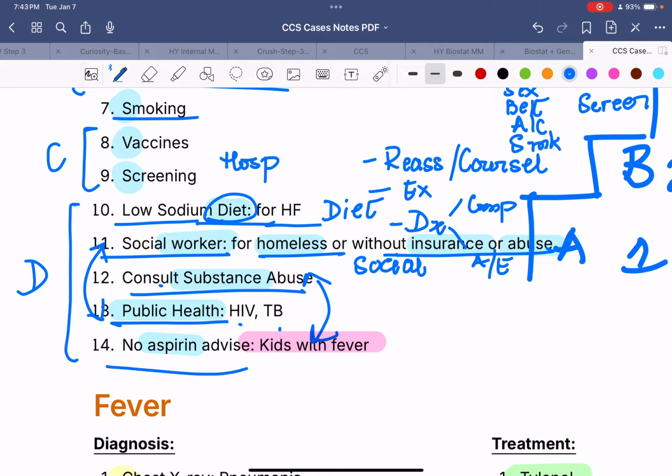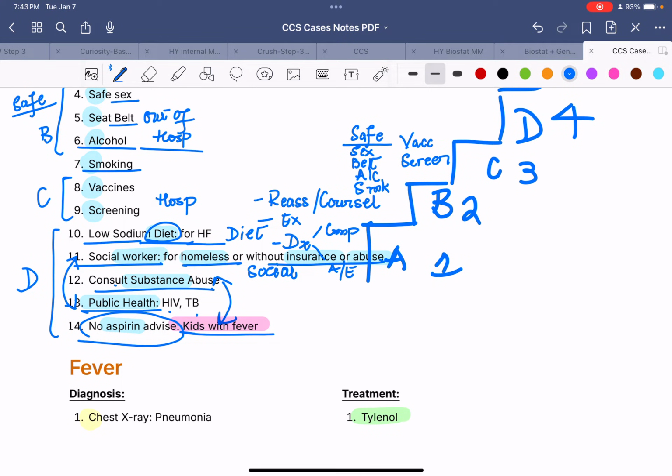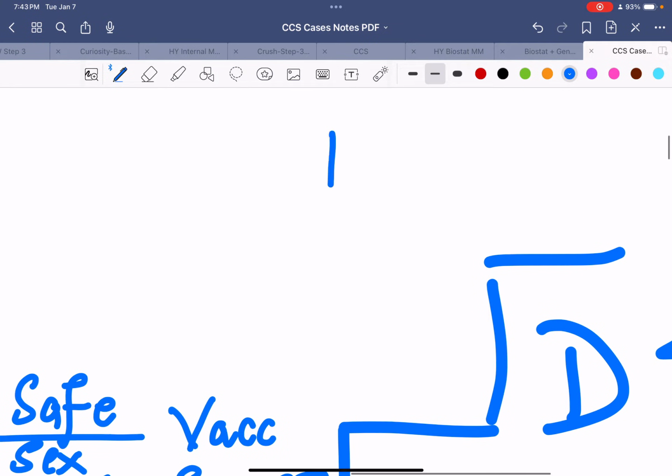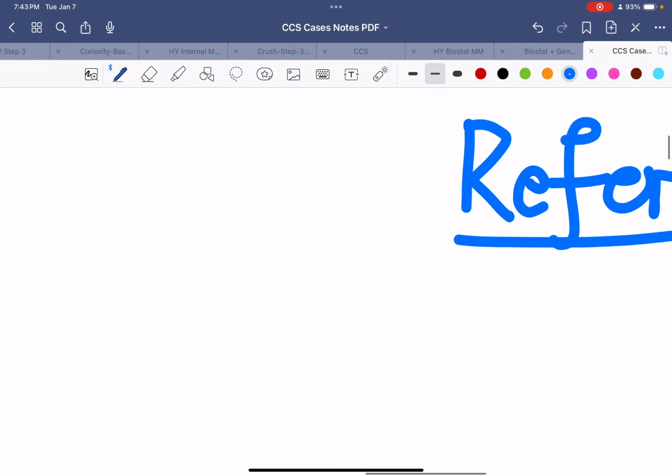And always for kids that have fever, we are going to tell the parents that the kid is advised not to have aspirin because of the risk of aspirin causing encephalopathy, as well as hepatic damage to the kid. So this is step number 4, which you can memorize by the name of referral. So 5 types of referral.